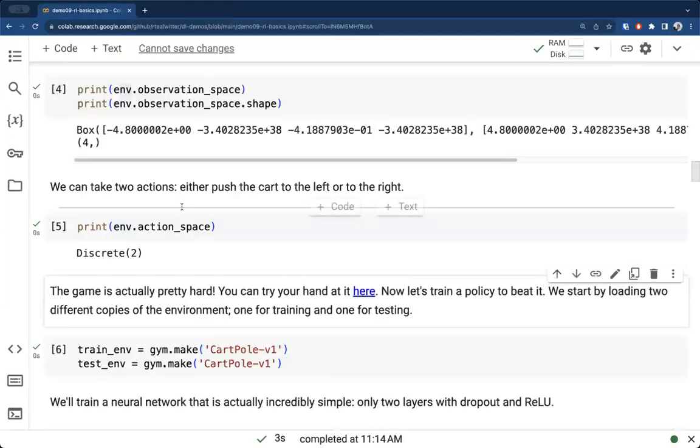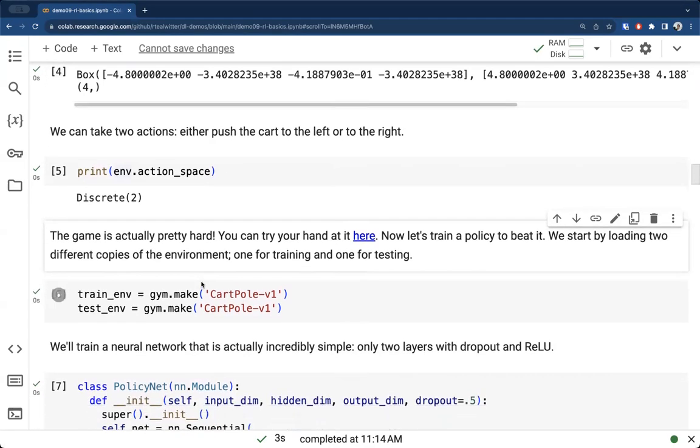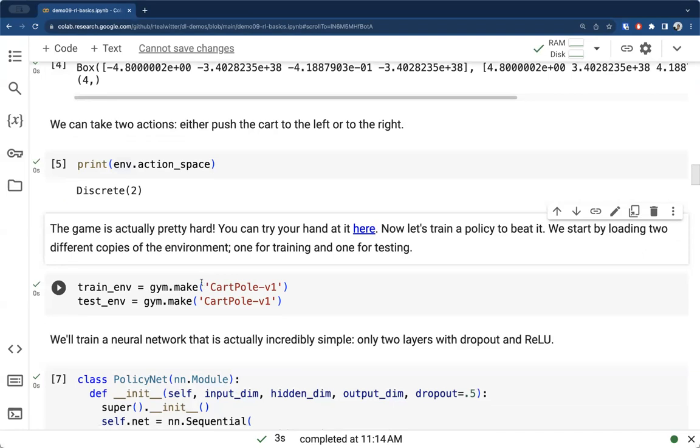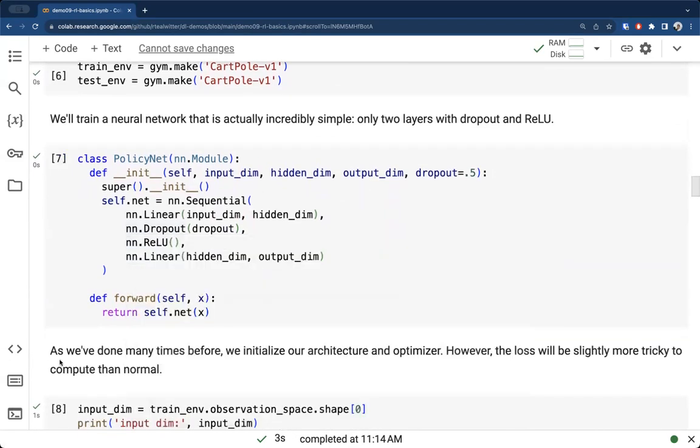No, I'm kidding. It's a fun game, and the cool part is that there's some non-trivial prediction going on there. When I'm playing it, if I see the pole tilting down to one side, I have to have a sense of where that means it's moving, and then I respond accordingly to get the cart back up there. We'll train a neural network for this task that is actually incredibly simple. It'll only have 2 layers with a dropout and a ReLU between them.